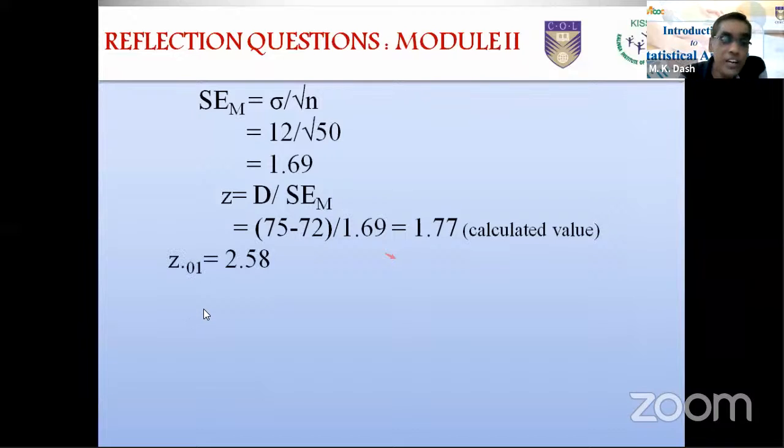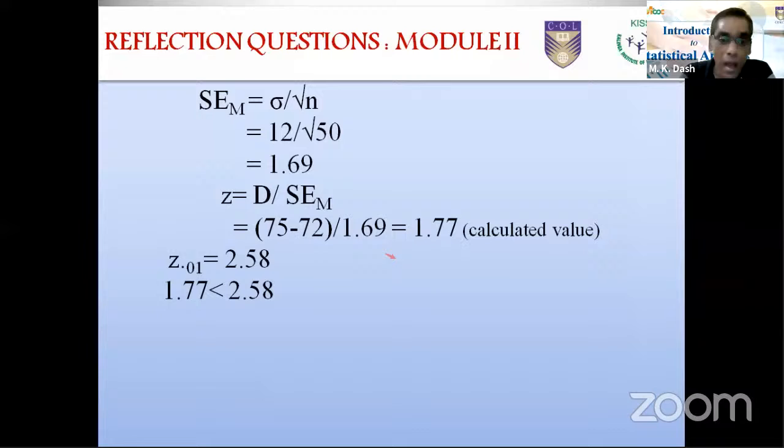Now coming to Z 0.01. What is this? This is the critical value. We will get it from the table, or this is the standard value. If you are associated with doing simple research and impact studies, you must be using it. The critical value at the 0.01 level is 2.58. If it would have been 0.05, then the critical value is 1.96.